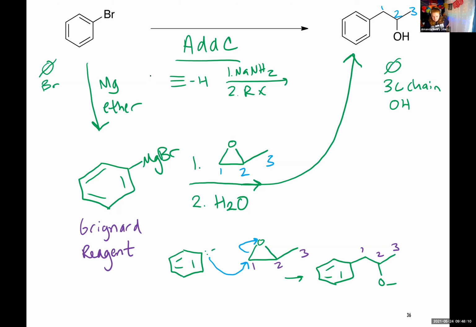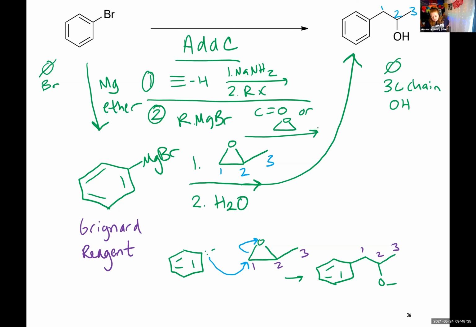And then option number 2 is to use some type of Grignard. So R with MgBr, and then we're either going to react this with a carbonyl or an epoxide, but that will give us those additional carbons as well. So those are our only 2 ways that we know how to add on carbons onto a chain.